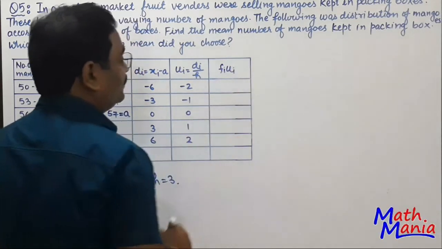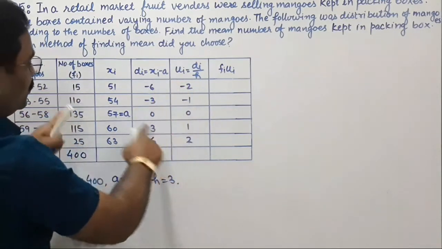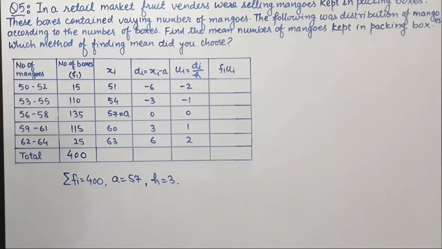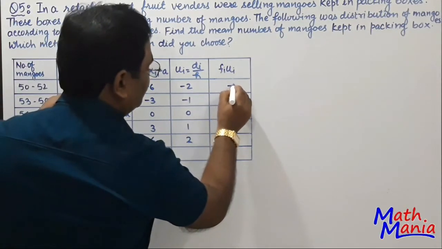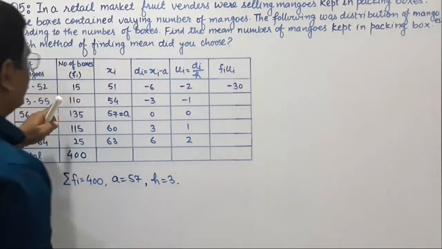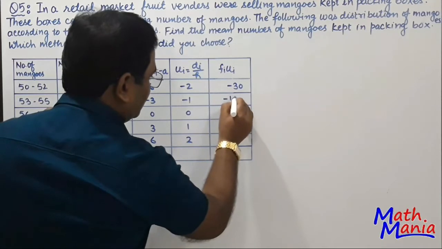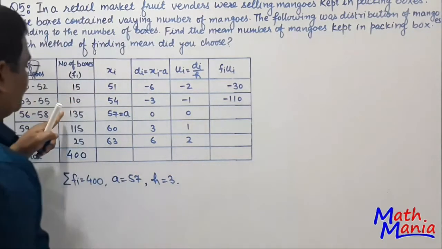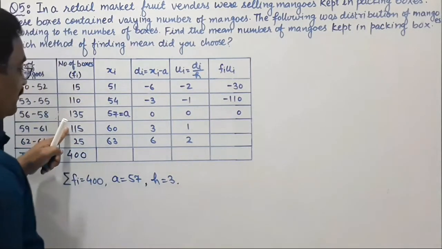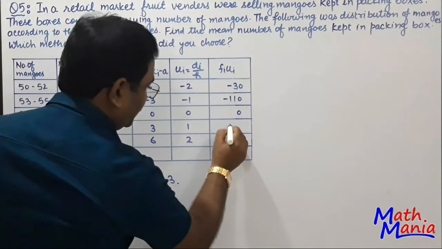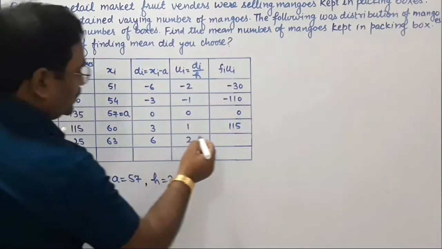fi into ui means these two columns you are seeing, इन दोनों columns के corresponding numbers को हम multiply कर देते हैं. So 15 2s are 30, minus 30, 110 1s are minus 110, 135 zeros are, this becomes 0, 115 ones are 115 and 25 twos are 50.